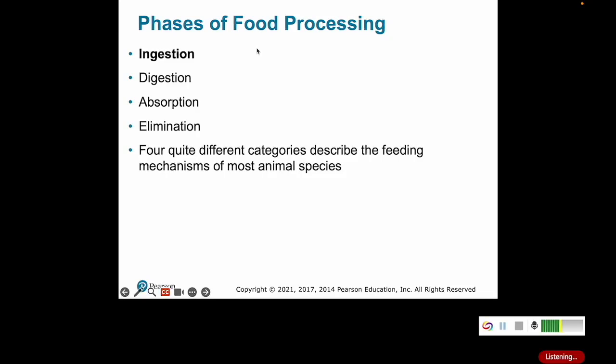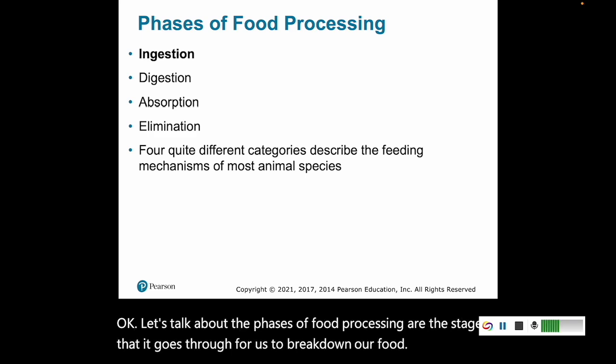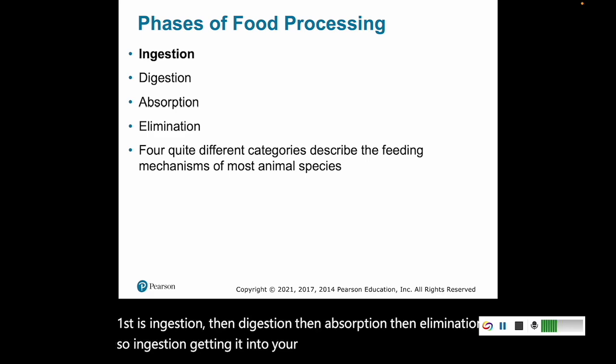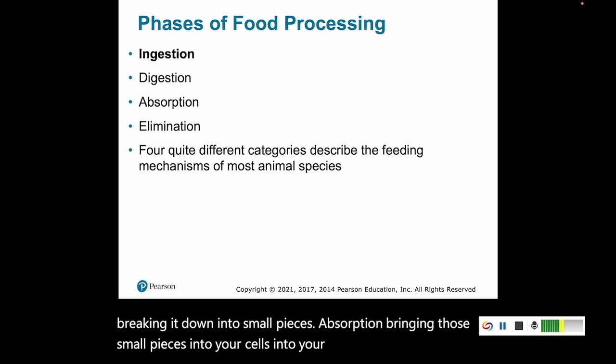Hey, let's talk about the phases of food processing, or the stages that it goes through for us to break down our food. First is ingestion, then digestion, then absorption, then elimination. So, ingestion, getting it into your mouth, into your body. Digestion, breaking it down into small pieces. Absorption, bringing those small pieces into your cells, into your blood, usable for your body.